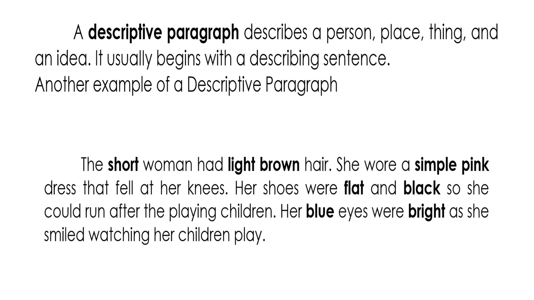This paragraph is a descriptive paragraph because of the describing sentences. The short woman had light brown hair, one sentence. She wore a simple pink dress that fell at her knees, another sentence. Her shoes were flat and black so she could run after the playing children. Another sentence. Her blue eyes were bright as she smiled watching her children play. Another sentence. So they were put together and it's a paragraph, a descriptive paragraph.